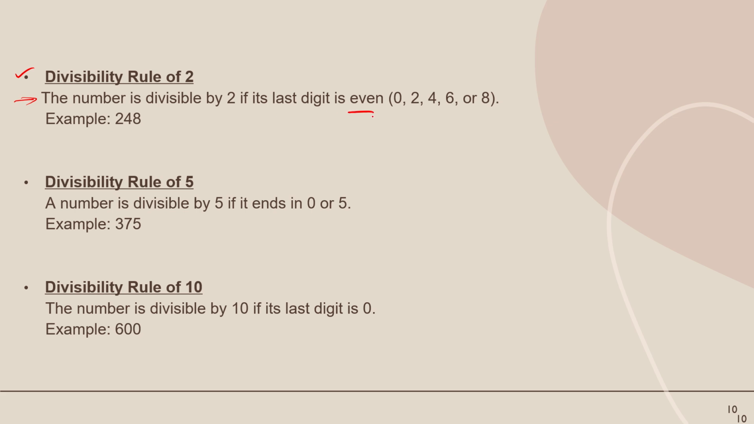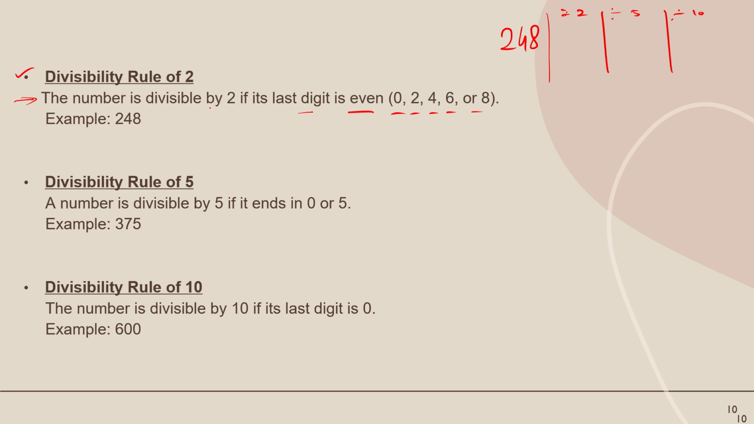If the last digit is even or 0, then that number will be completely divisible by 2. For example, look at this one. We have to check 248. First divisibility by 2, then divisibility by 5, then divisibility by 10. We check this number for all of 2, 5 and 10.